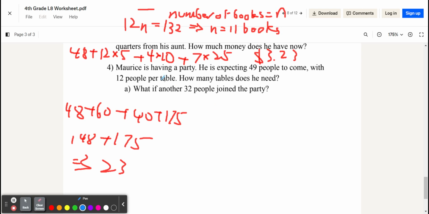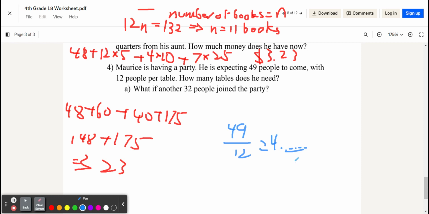Sorry. Maurice is having a party. He's expecting 49 people to come with 12 people per table. And how many tables does he need? So if there are 49 people and 12 people per table, we can do a little bit of division. And then we'll find a kind of strange number. I believe it's 4 point something something something, right? And so how many tables does he need?